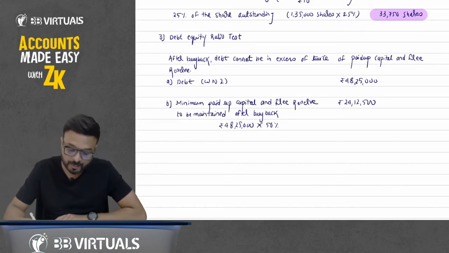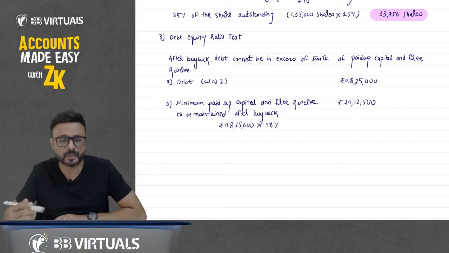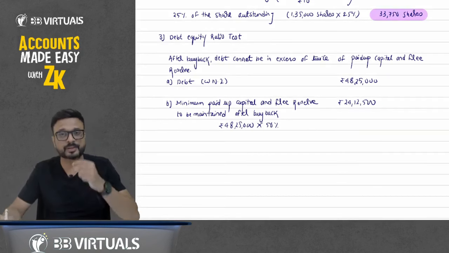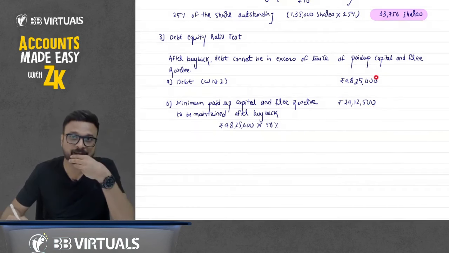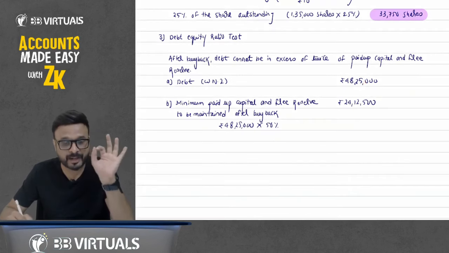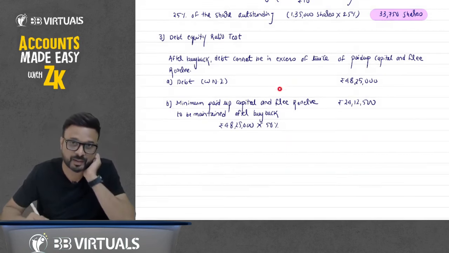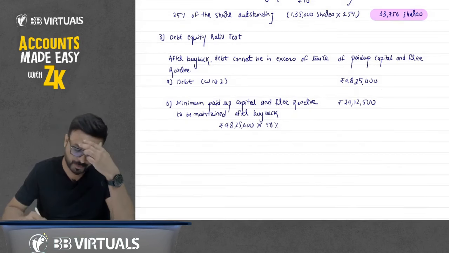Why? Just for understanding purposes, take a number lower than this 24 lakh. Suppose your paid up capital and free reserve after buyback is 24 lakh. Twice of 24 lakh will come to 48 lakh. So your debt will be more than 48 lakh, and this is 48 lakh 25. So your paid up capital and free reserve should be at least 50% of your debt. After buyback, it should be 50% of your debt.